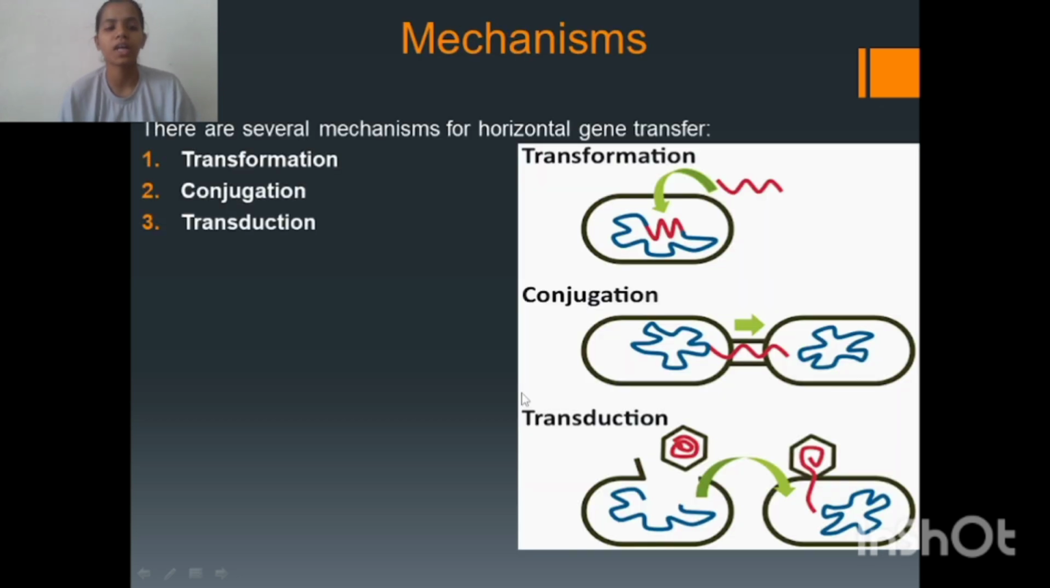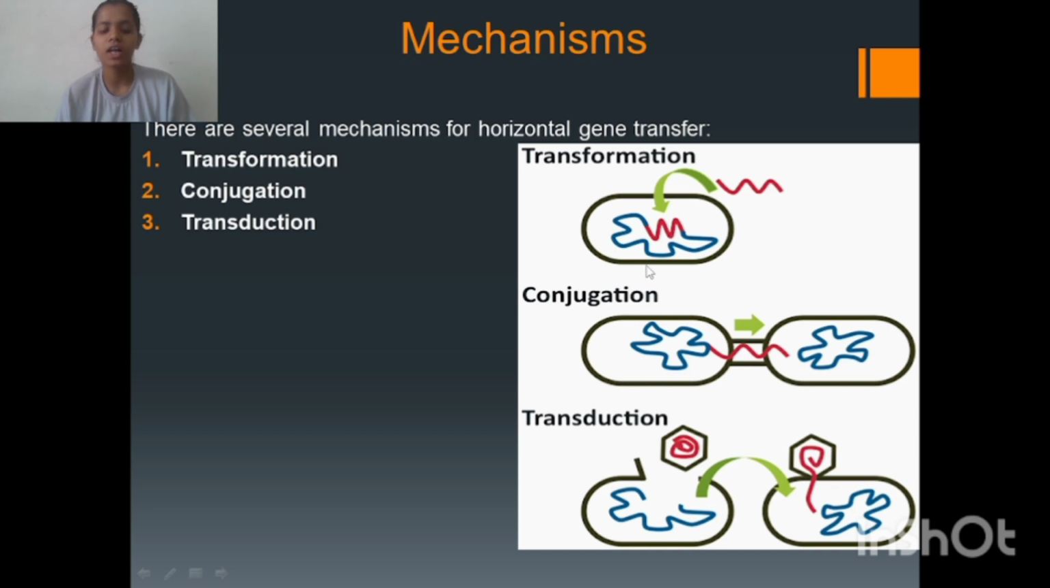Now, moving to the mechanism of horizontal gene transfer, there are three different mechanisms: transformation, conjugation, and transduction. First, I will explain in a very short what are these three types, then we will go in detail about these three types. So, first, in transformation, a bacterium absorbs naked DNA fragment from its environment, often from dead cell. This makes the recipient cell capable of expressing new gene.